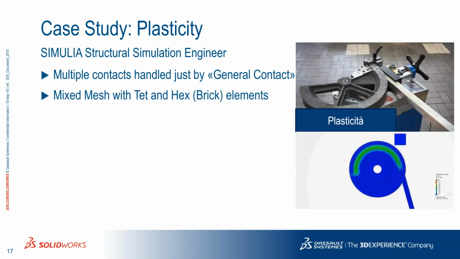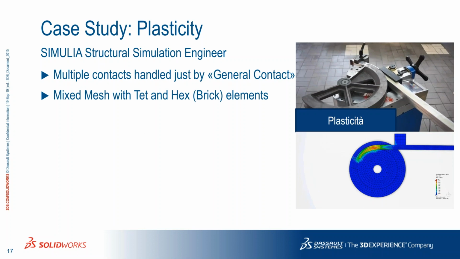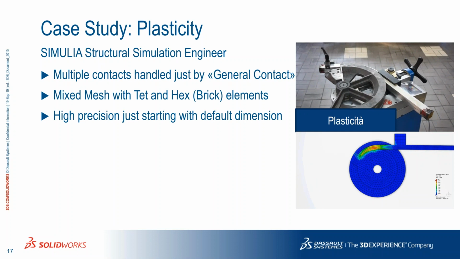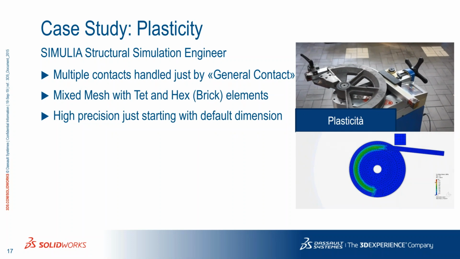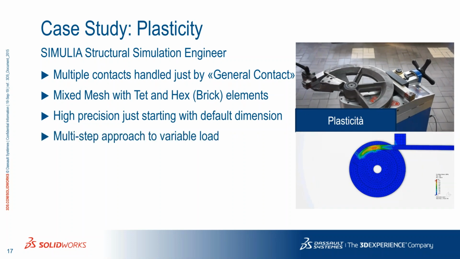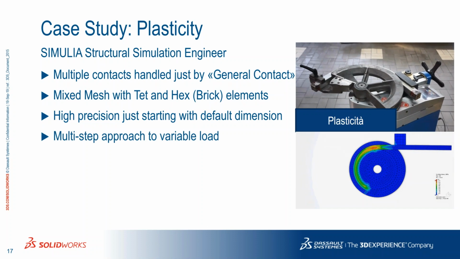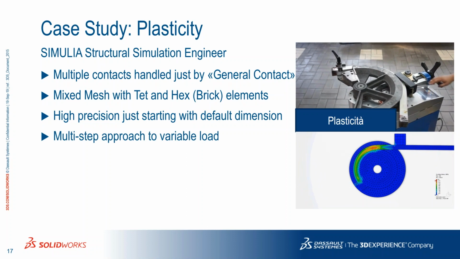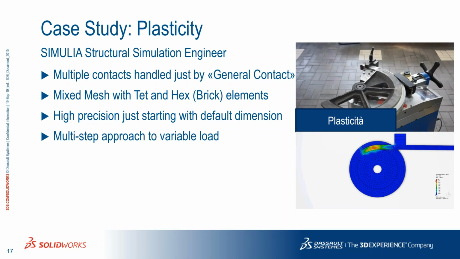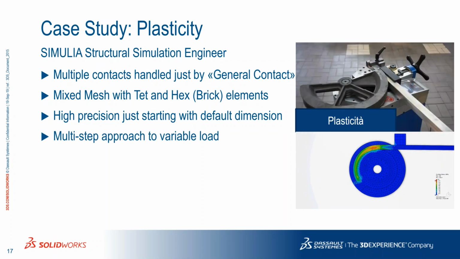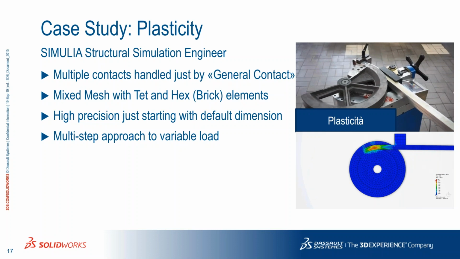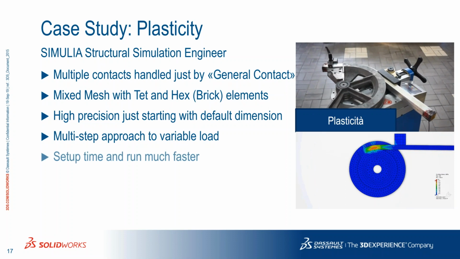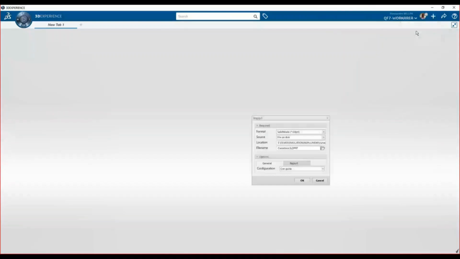A mixed mesh with hexahedral and tetrahedral elements, and high precision just with the default dimension, and a multi-step approach. That means that I can easily identify a step, for example, in this case of 180 degrees in one direction, and then a second step in the opposite direction, and that's it. It's very simple to define. And of course, it's very, very fast.